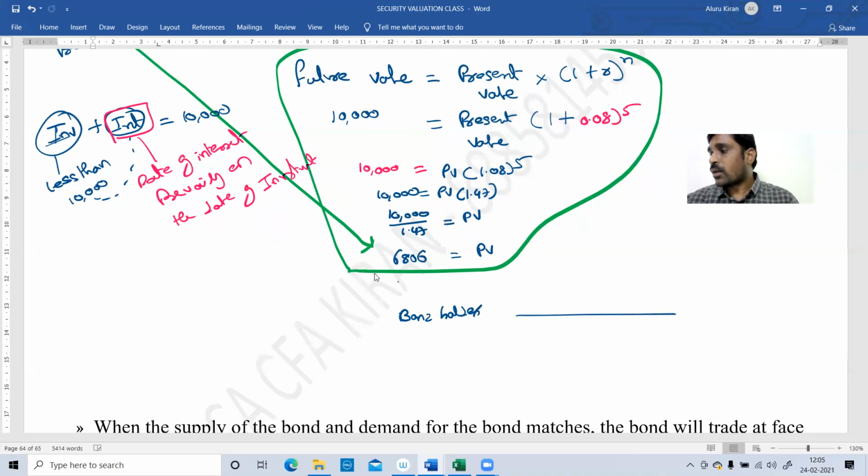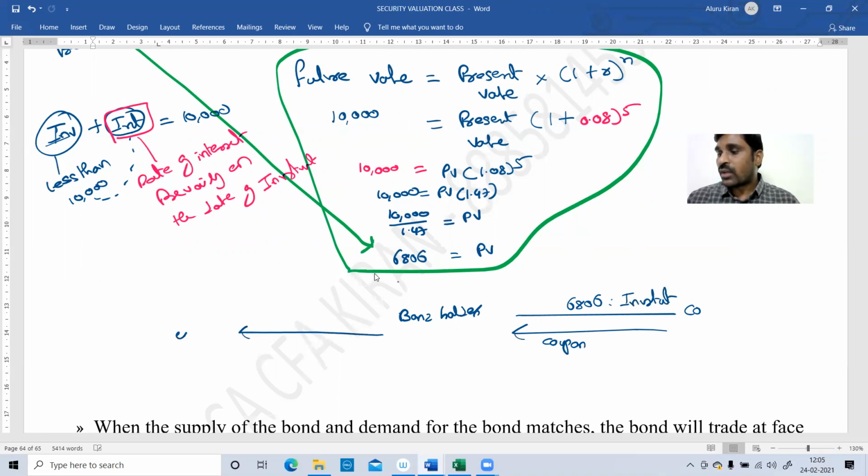So the bondholder has invested 6,806 in the company. The company will pay a coupon on this investment, the principal loan amount. And this coupon amount the bondholder will invest elsewhere. This is coupon reinvestment.